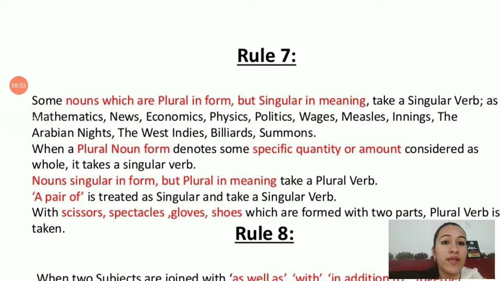Let's move on to the next rule. Some nouns which are plural in form but singular in meaning take a singular verb. Now what are such nouns which are plural in form? For example, mathematics. So mathematics, though it has an S in it and indicates the plural form, is the plural form of what? Math. So plural form but takes a singular verb.